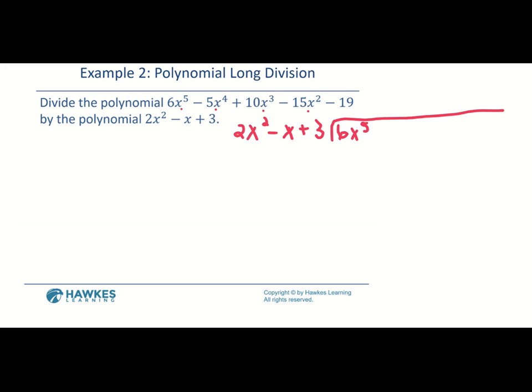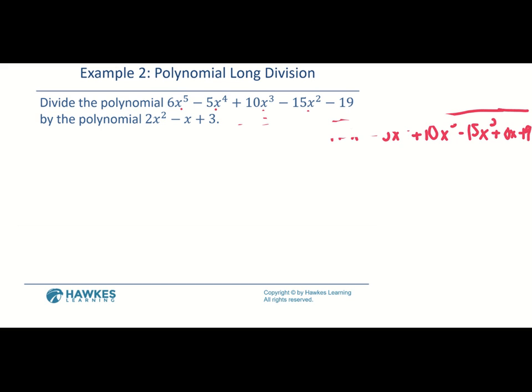6x to the 5th minus 5x to the 4th plus 10x to the 3rd minus 15x squared plus 0x minus 19. And I squished it in there. I think what I'm going to do is erase it and rewrite it for us, because there's not enough room to do the work there. But as you can see, what I did is I added in my placeholder to help us out. So let me keep erasing real quick.